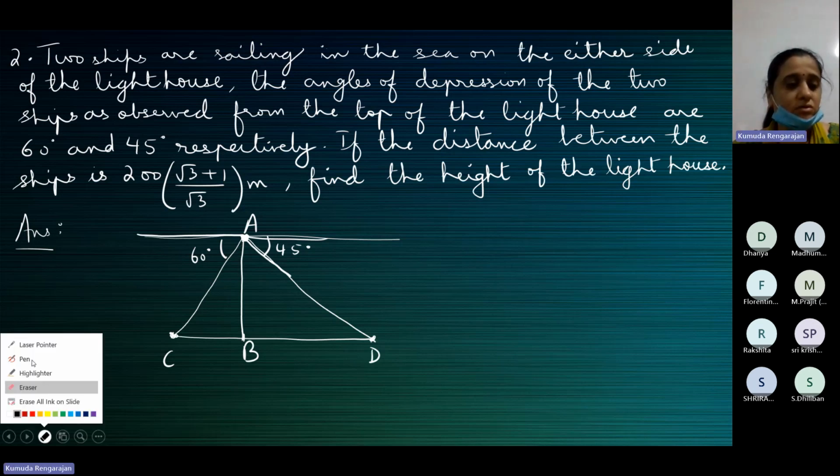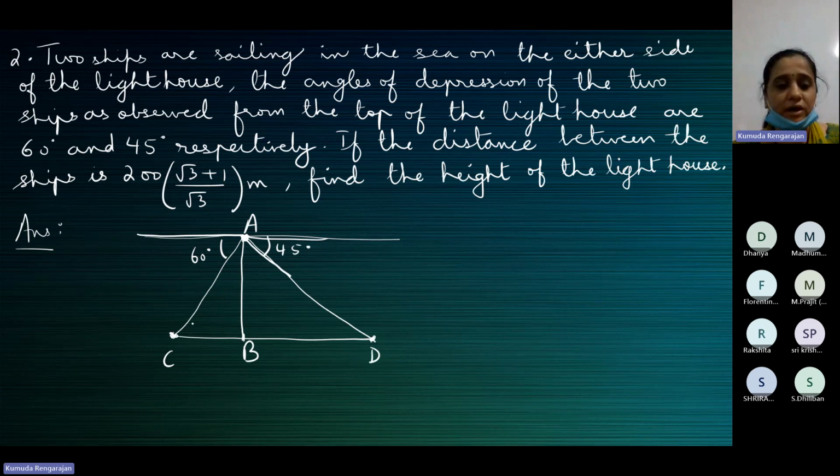So angle of depression is equal to angle of elevation. So this also will be 60 degrees. This will be 45 degrees. Now what is given? Nothing, no height is given.